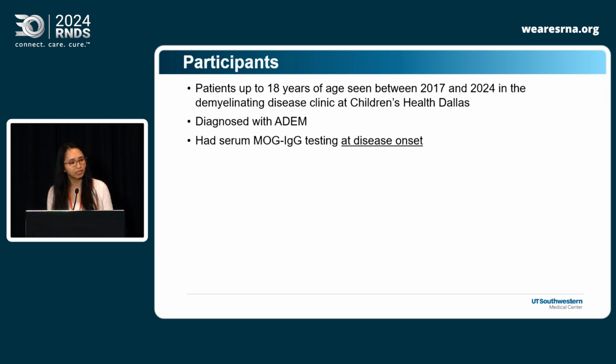I included patients seen in the demyelinating disease clinic at Children's Health in Dallas, between 2017 and 2024. 2017 because this is when the MOG antibody first became commercially available for testing in the United States. They had to have a diagnosis of ADEM, and they had to have testing for the MOG antibody at disease onset, because if you have MOGAD, or MOG antibody disease, this is the optimal time for testing the antibody.